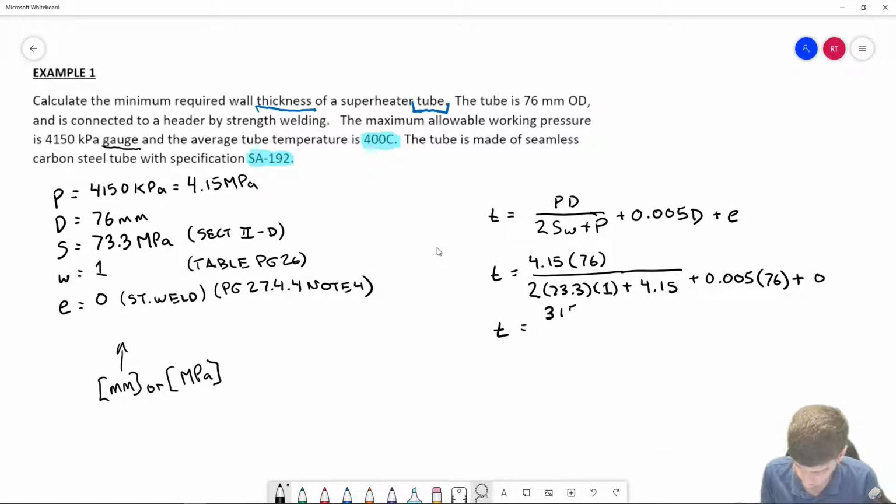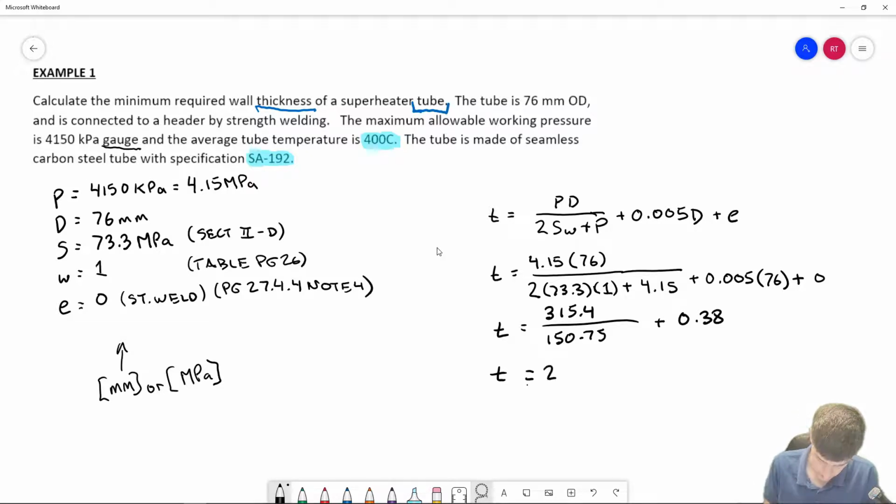So for instance, if I wrote it out in steps, 315.4 over 150.75, plus 0.005 times 76, 0.38. Thickness is equal to 2.472 millimeters.